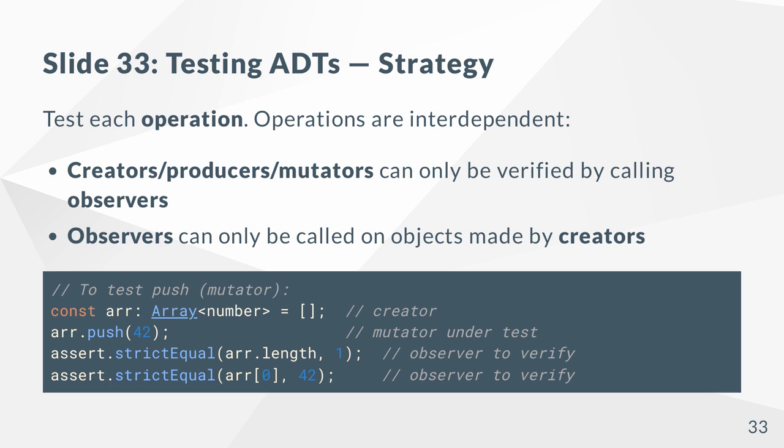Look at the example for testing push, which is a mutator. First, we use a creator, the empty array literal. Then we call push to add the value 42. Then we use observers, length, and index access to verify that the push worked correctly. Notice that we never directly inspect the internal array structure. We only check through the public operations. This is correct testing for an ADT. The tests are independent of the representation.